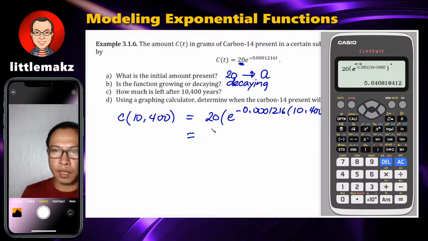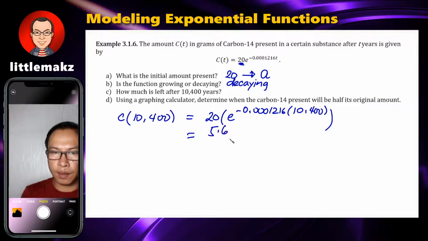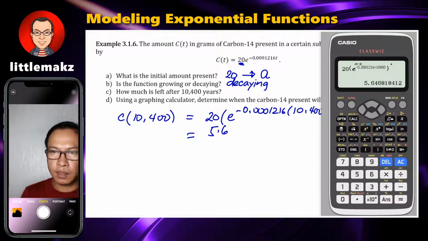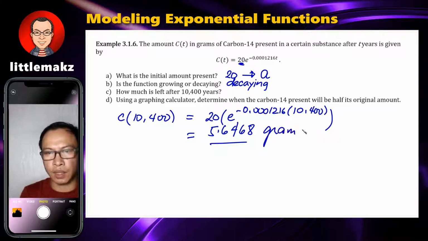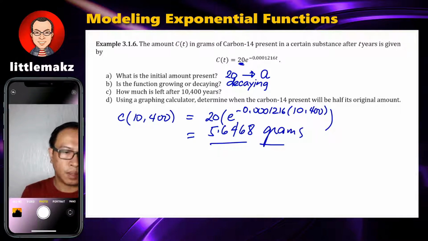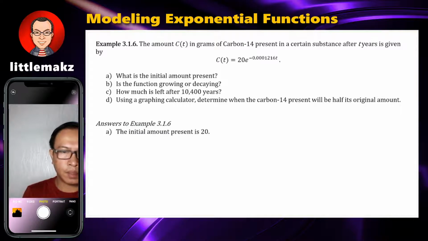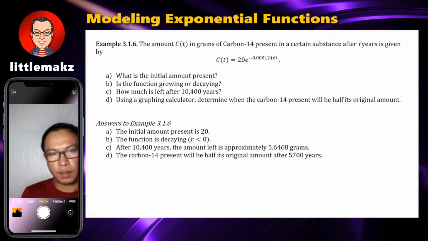It means to say that the amount of carbon-14 present in that particular substance after 10,400 years is just 5.6468 grams in that case. Right? Now, here are our answers. The initial amount is 20. The function is decaying. And after 10,400 years, the amount left is approximately 5.6468 grams.